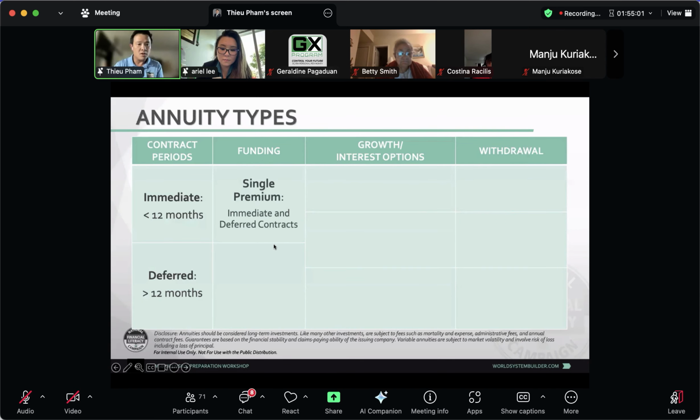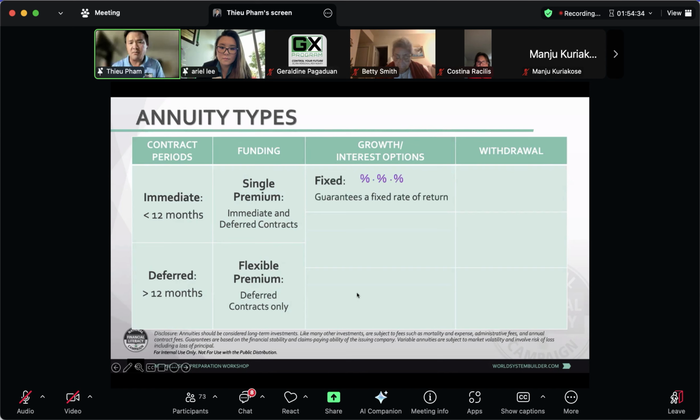In terms of funding an annuity, you can put in money one time, which is single premium. Or there's a type called flexible premium, meaning you put in money once and then over time you put in more, every year or every other year, depending on you. So you can either put in a lump sum or do flexible premium.